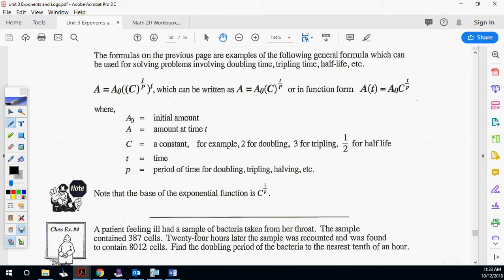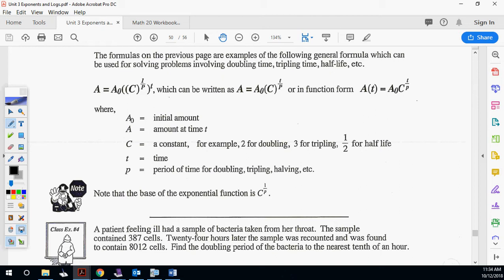This is the breakdown of it. C, a constant. That's what you're going to be looking at in terms of your base. So C is going to be the constant, 2 for doubling, 3 for tripling, or 1/2 for half-life. C is whatever they're asking you to do. If it's half-life, it's 1/2. If you're doubling, it's 2. If it's tripling, it's 3.